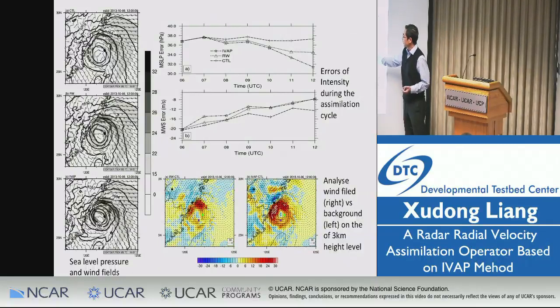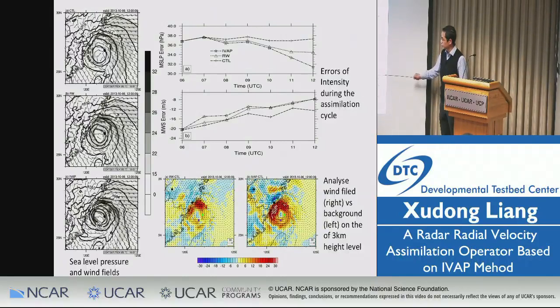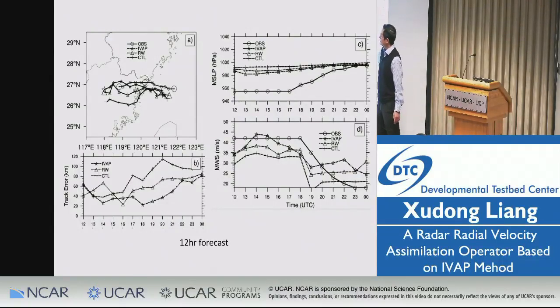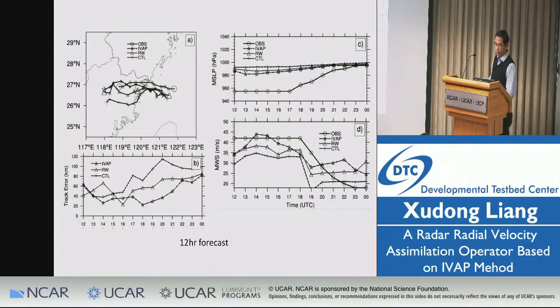This is the wind speed, the maximum wind speed error here, and we can see that at three kilometers the increments of the wind speed are different. So if you use the new one, we can get a better analysis. And for the 12 hour forecast, here is the best track, and this line is the track forecast using the new operator, and the areas of the minimum sea level pressure. This is the forecast error. We can say that we can get a better result here. So that's the experiments using the new one.